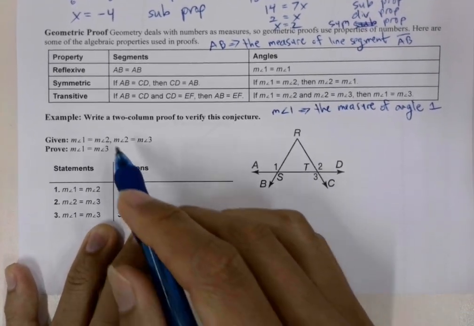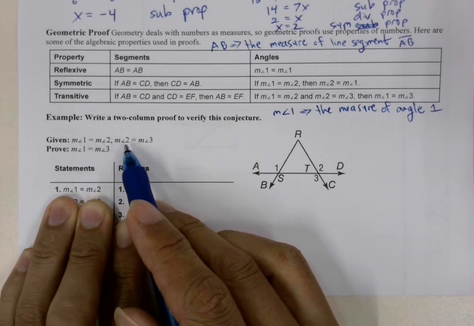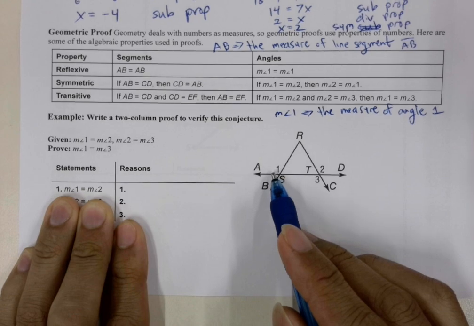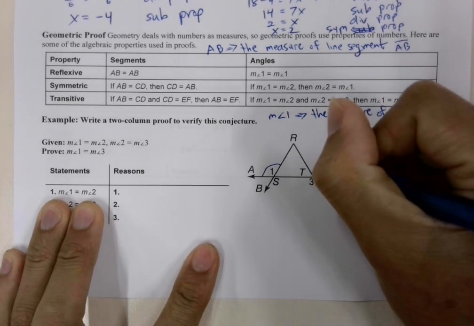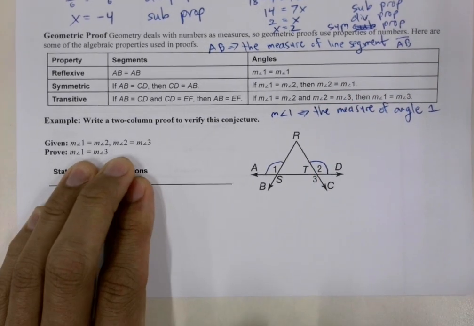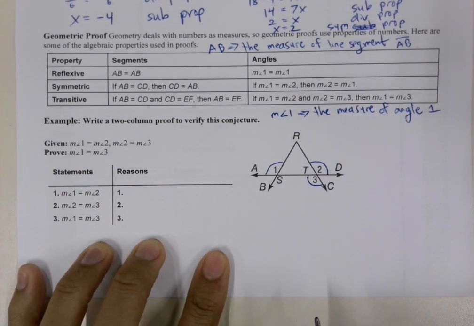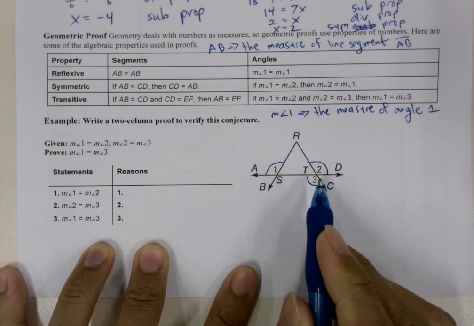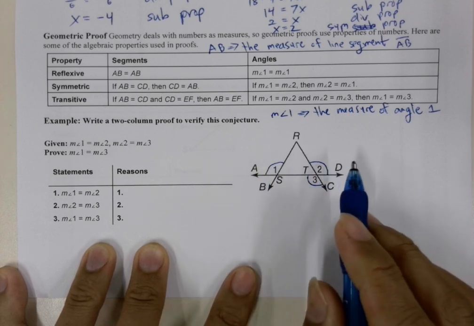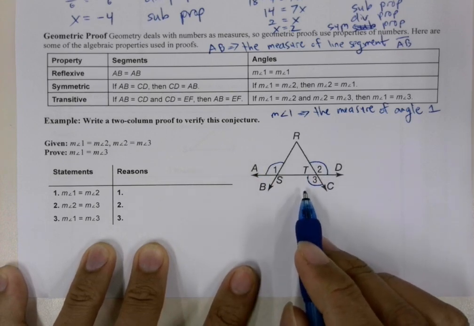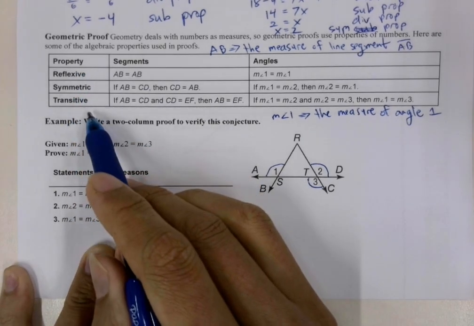Let's go ahead and write our first geometric proof. We're given that m1 is equal to m2, and we're also given m2 is equal to m3. So the measure of angle 1 is equal to the measure of angle 2, and the measure of angle 2 is equal to the measure of angle 3. So if angle 1 is 110 degrees, then angle 2 is 110 degrees, which means angle 3 is also 110 degrees, right? But we need to prove this using our properties.